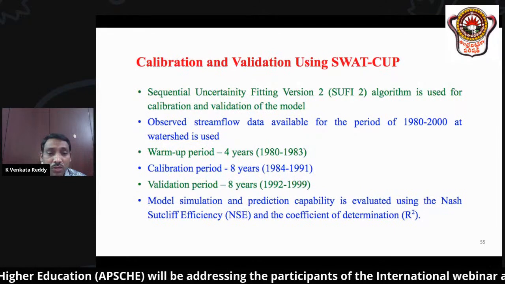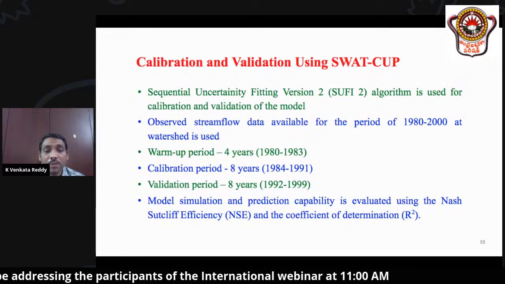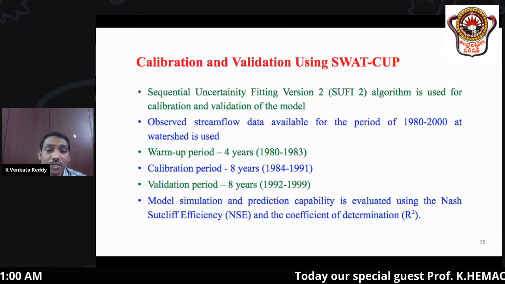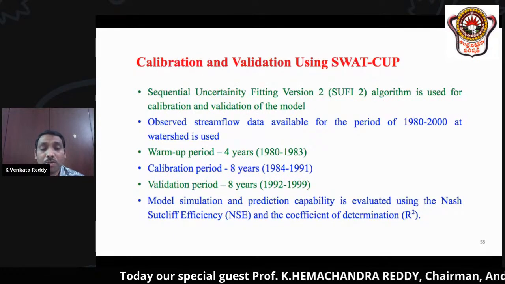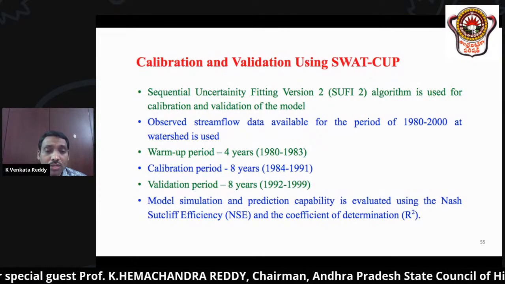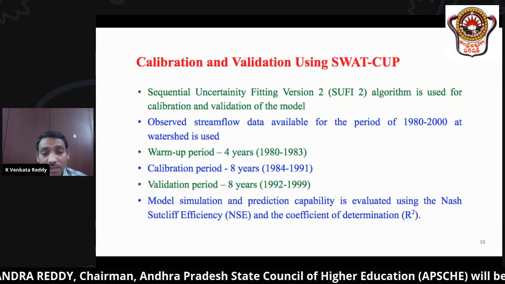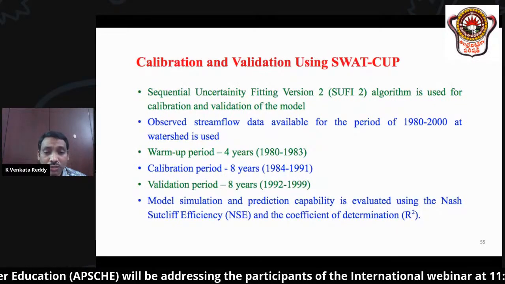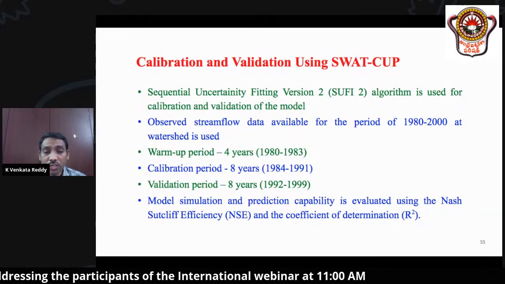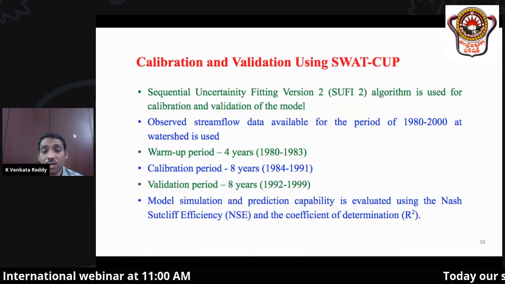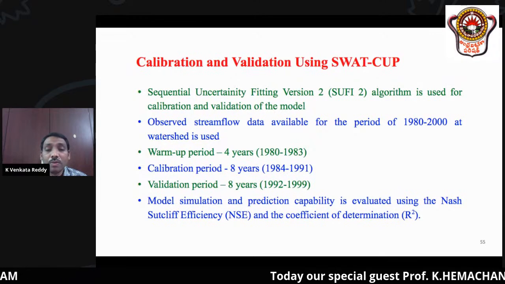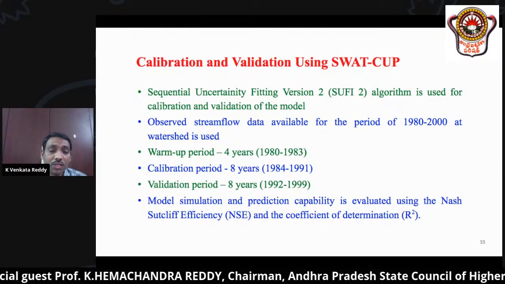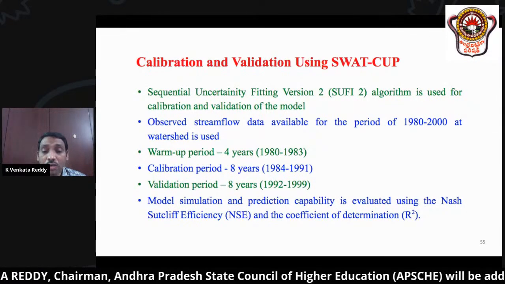Warm-up period means you can't take the data for any purpose, since that is only for the model to start simulating the data and correcting the results, and then go on making a number of iterations. So from the 5th year onwards, the data is available for you to change the parameters, do the calibration, and observe the records. Validation means the next 8 years, where you will not change any parameters, but simply simulate and see whether they are coming out in a proper way or not. The simulations will be compared with the observed data. The comparison parameters here are the Nash-Sutcliffe efficiency and the coefficient of determination.